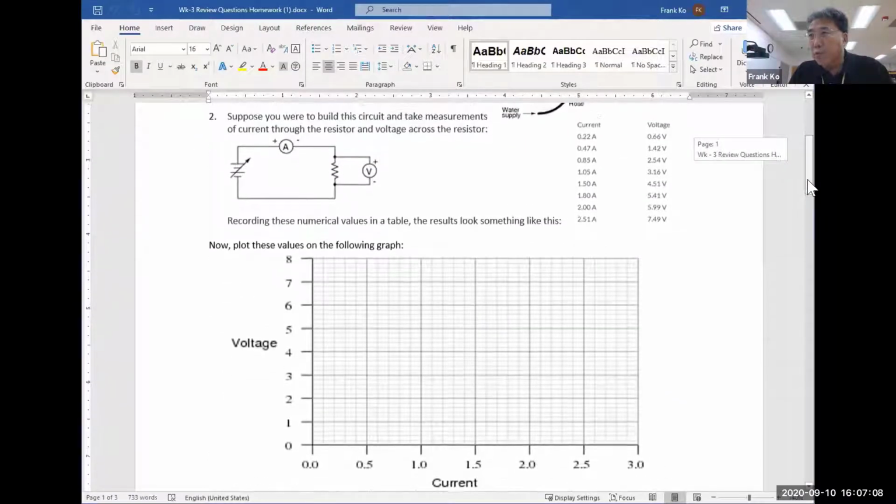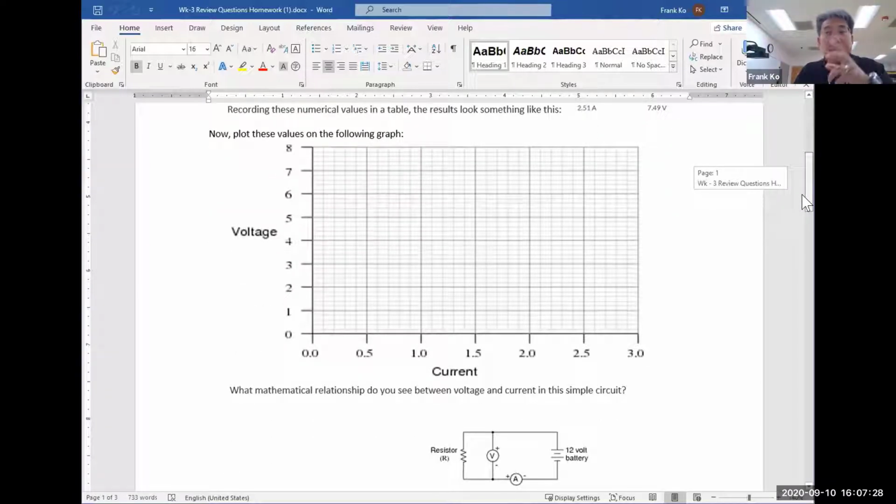Question number 2 has data for current and data for voltage, and you're supposed to plot things in this graph. Now they're using voltage on the vertical axis and current on the horizontal axis. I'm going to do something slightly different in the example that I'm going to be talking about.